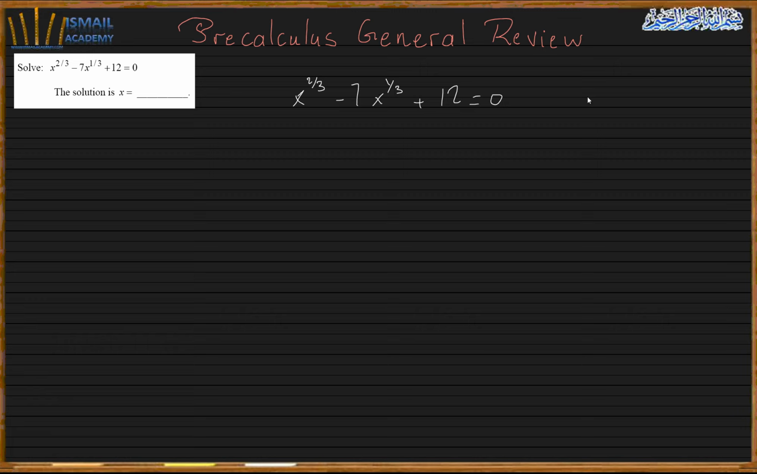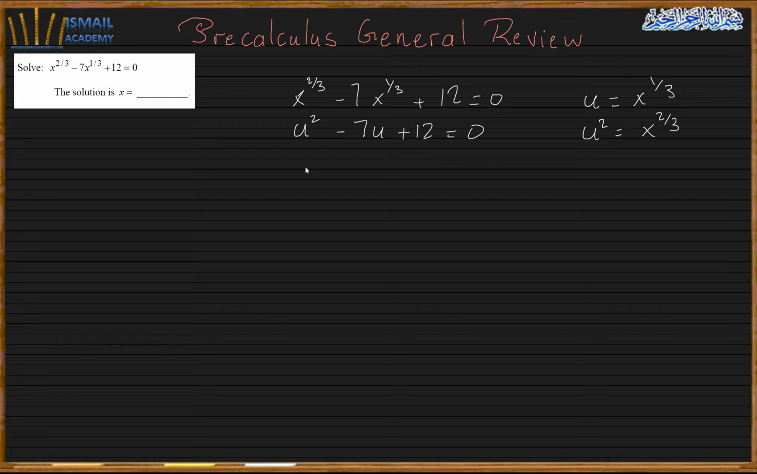I substitute x to the 1/3, which is the middle exponent, with u. So here u squared will be x to the 2/3, because if I raise this one to the square, I will have 2/3. So what do we have? We have u squared minus 7u plus 12. As you see, this becomes a quadratic equation, which I can factor easily.